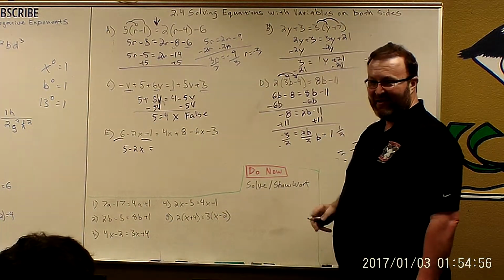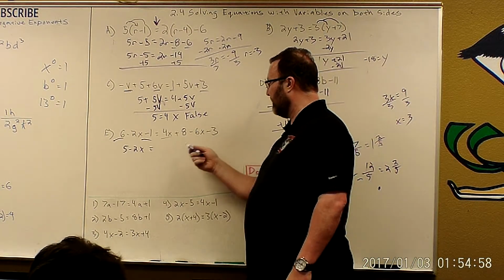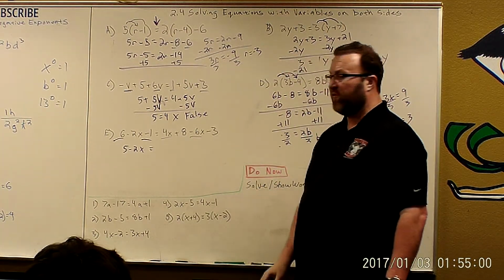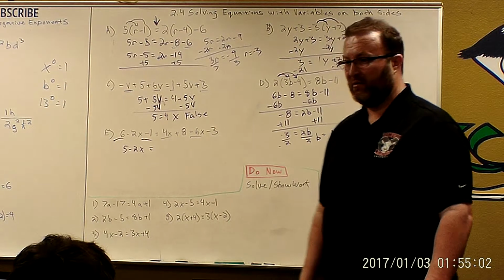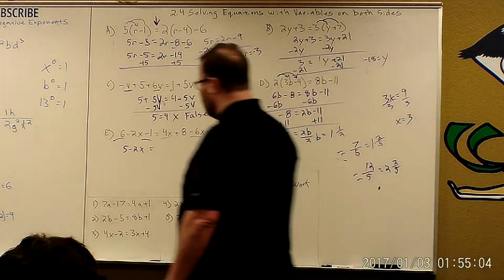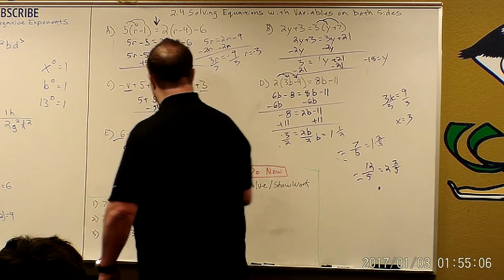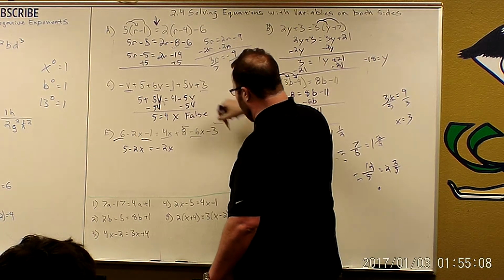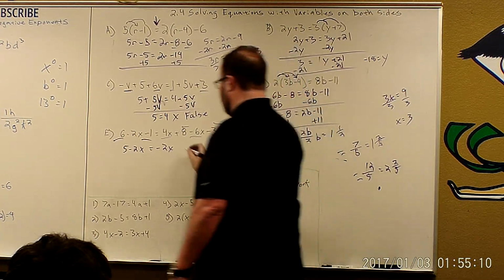Look at this one. This one has variables on both sides, so let's deal with those first. What's 4 minus 6? 2. Yeah, minus 2x. So minus 2x. Now we're going to deal with the numbers. 8 and minus 3. What's that?